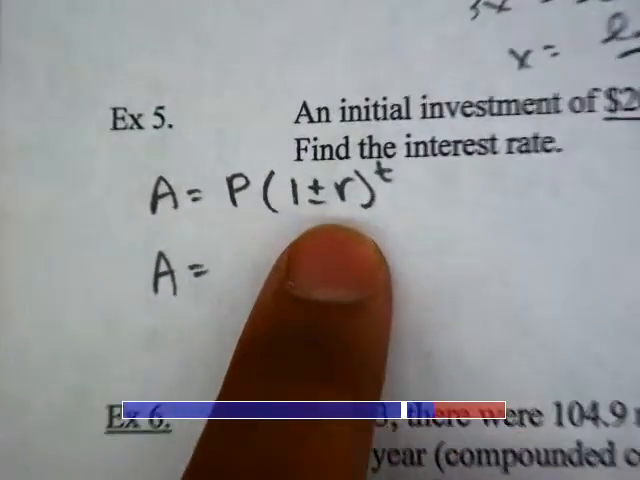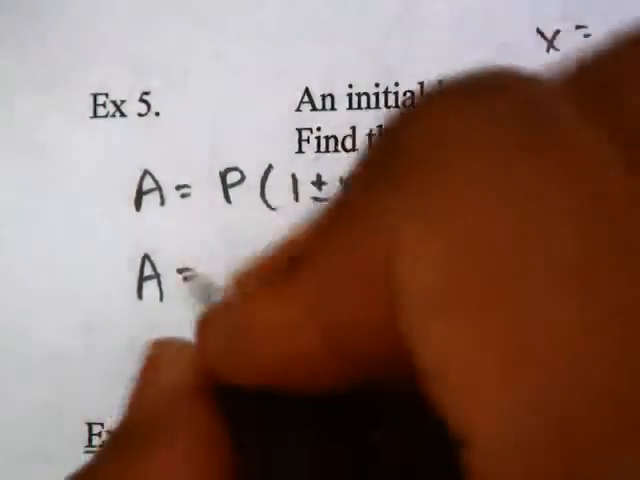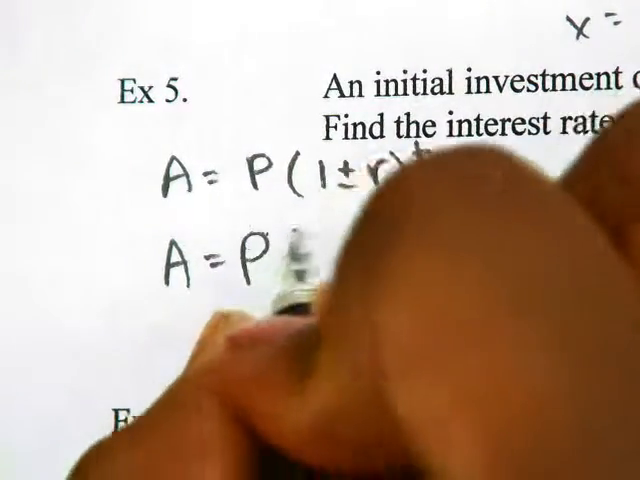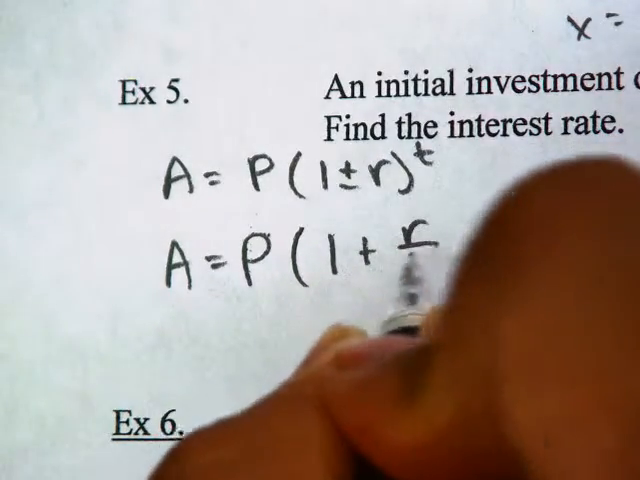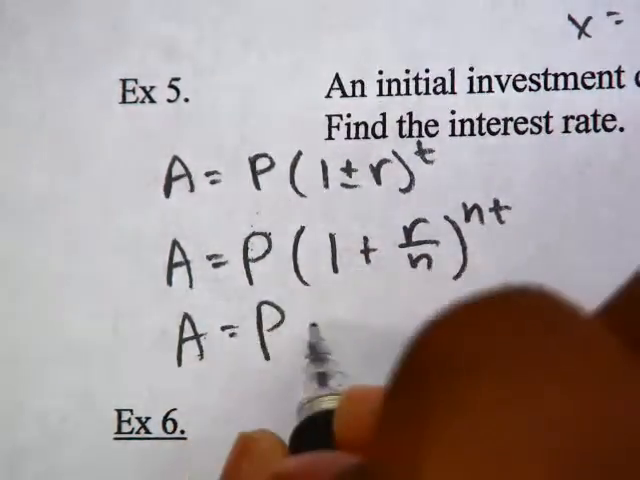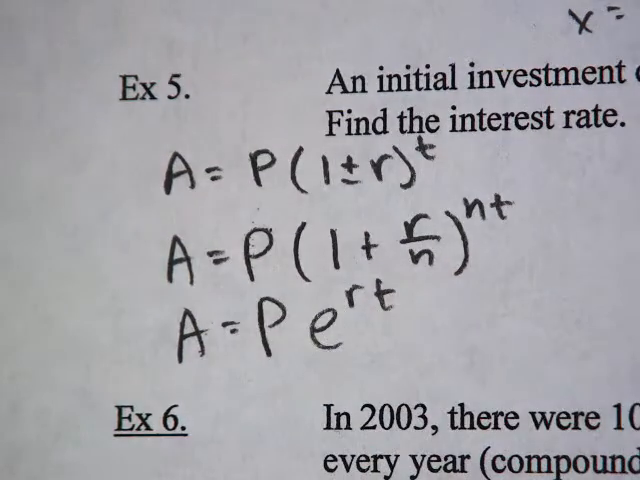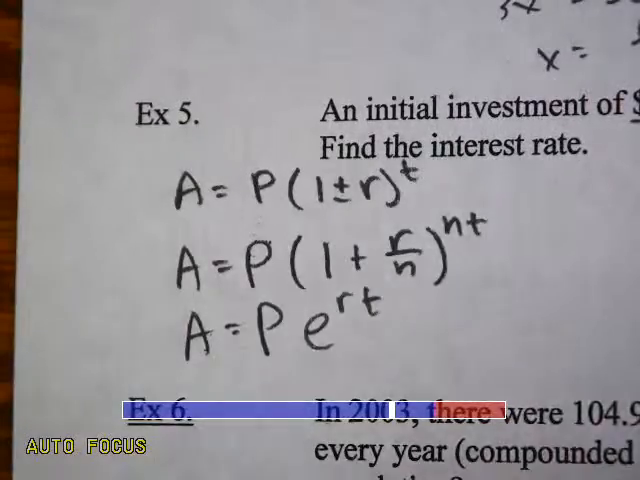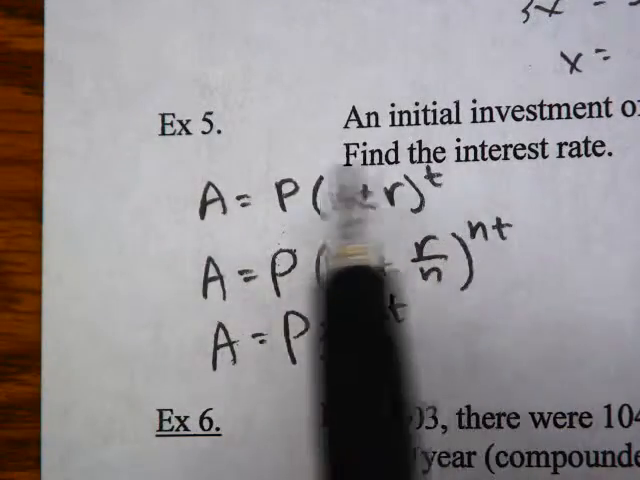There's one with a plus 1 and plus or minus. There's one with a dividing thing in it, and there's one with an e in it. When do we use this one?